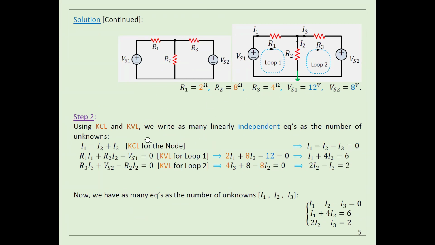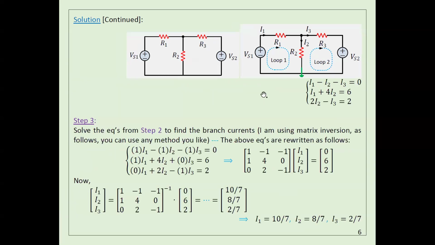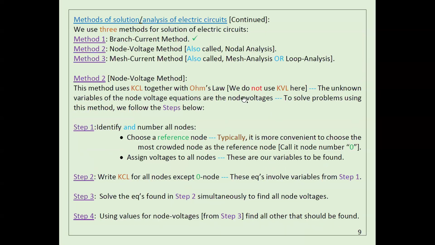In this approach, you need to apply Kirchhoff current law and Kirchhoff voltage law to get the equations I need. Because I have three unknowns, I need to find three equations. Here, Kirchhoff voltage law will give me one equation, and Kirchhoff voltage law on the other loop will give me another equation. At this node, Kirchhoff current law gives me another equation. I need three equations to solve for I1, I2, I3. So this was one approach.